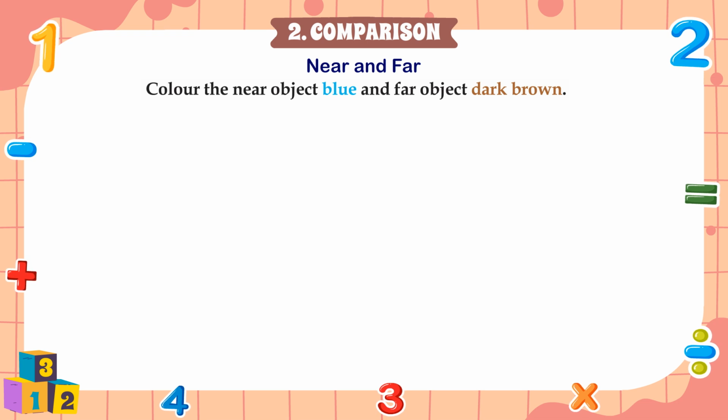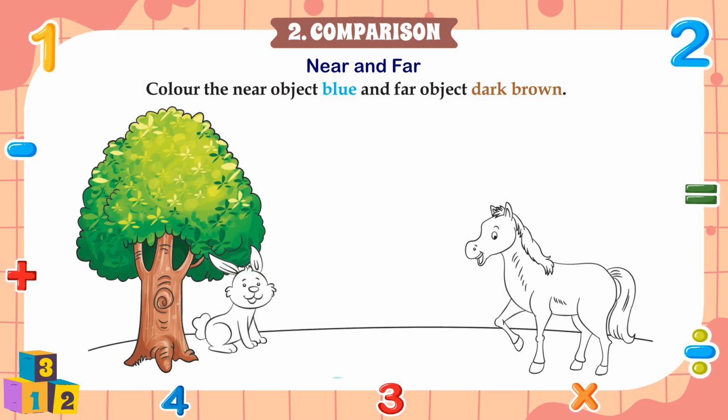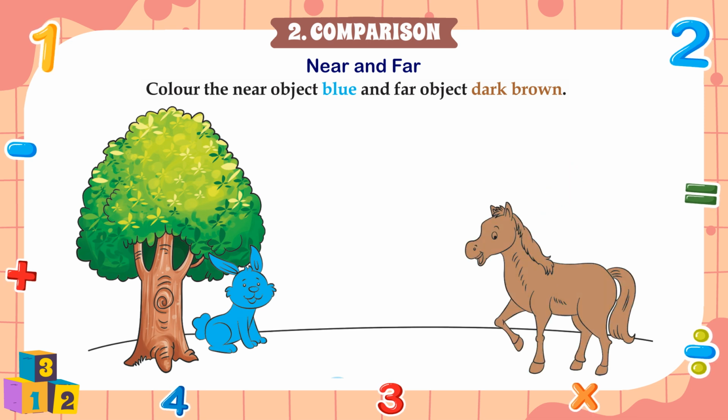Now let's color the object. Now let's color the near object blue and far object dark brown. Which of these animals is near the tree? Correct. The rabbit is near the tree. So let's color it blue. The horse is far from the tree. So let's color it dark brown.